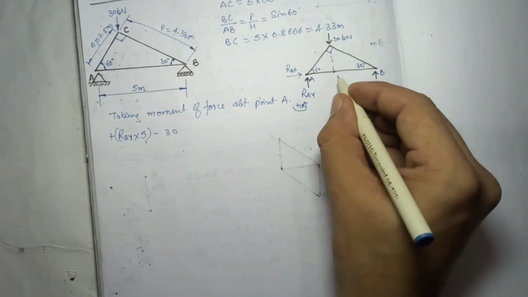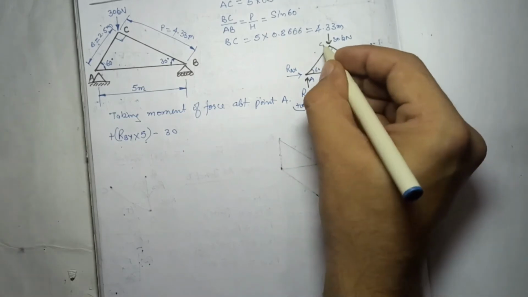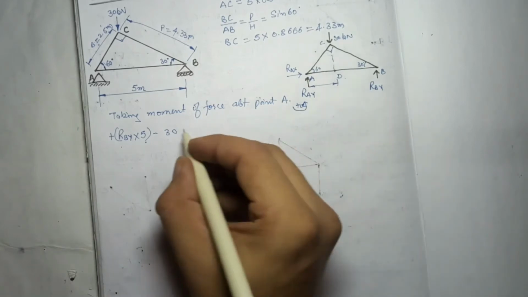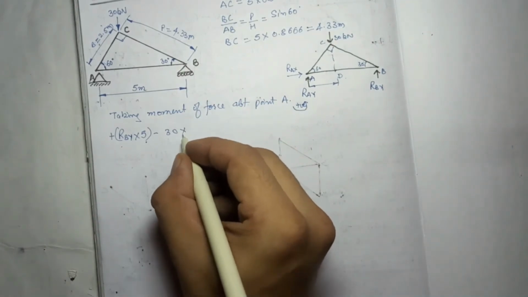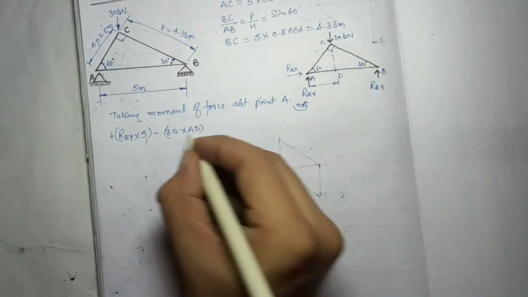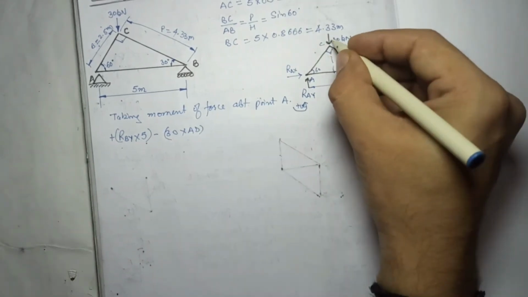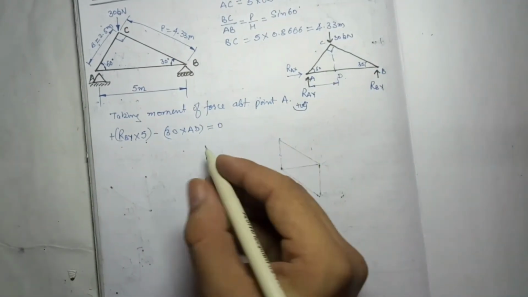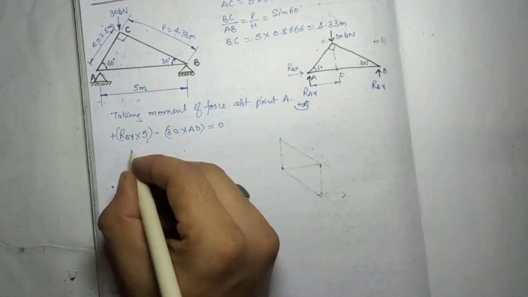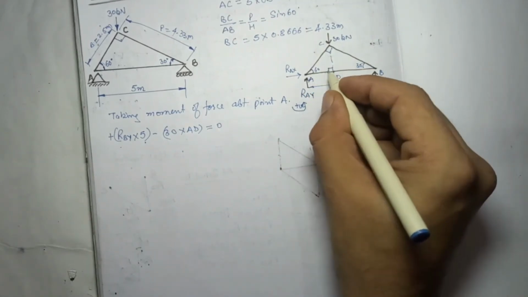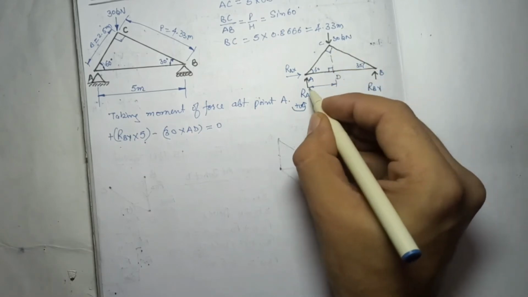I have to find out, if this is the C, this is D, I have to find out now this distance. So I can say this is 30 into this distance, that is AD, minus, because it is going clockwise about point A, so that is equal to 0. Now how to find out AD? I can say that in this right angle triangle, now here you can see this is 90 degree, this is 60. So I need to find out this AD distance.